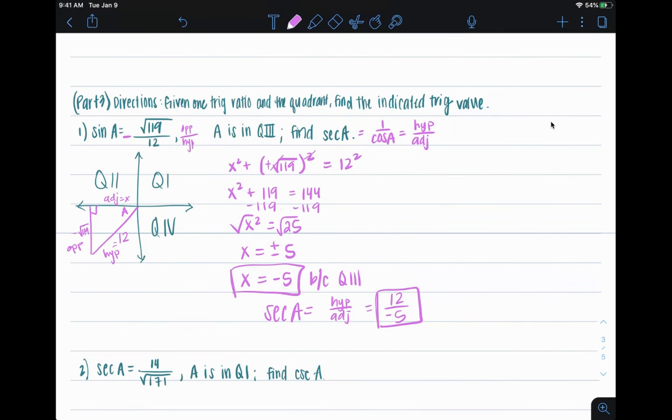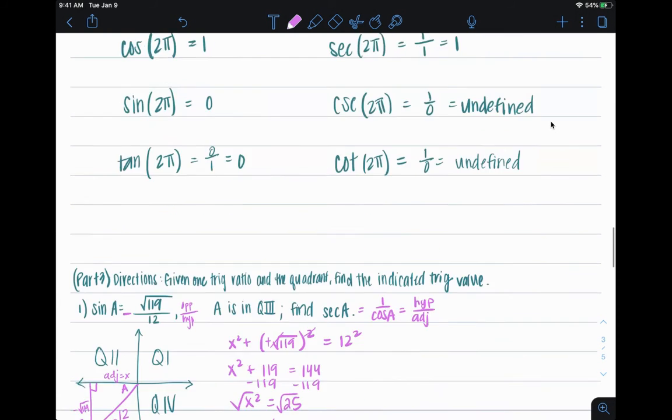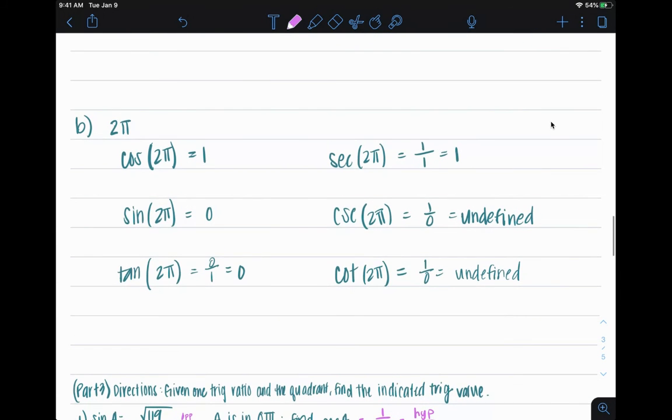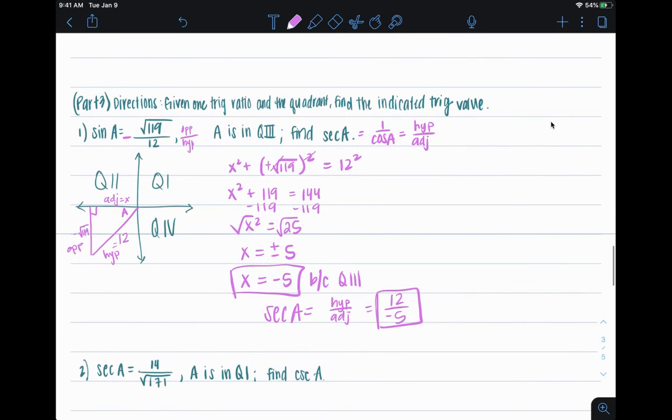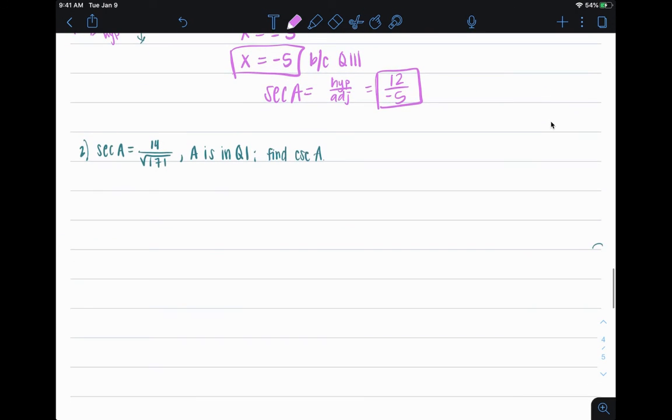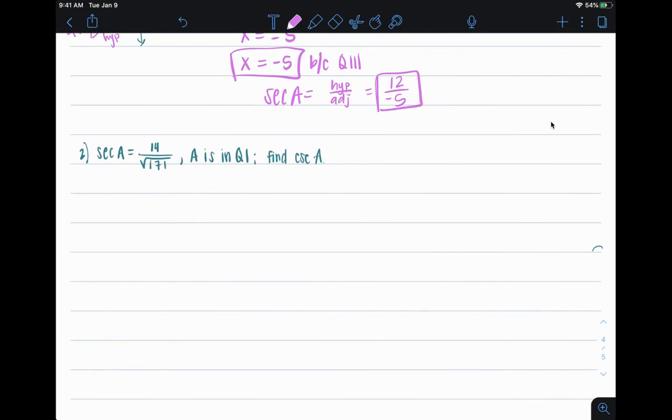All right, so you can use this method as well for finding your 6 trig ratios from above. You can always draw your unit circle, determine which quadrant you're in, and use triangles to solve these. So let's look at this one: secant of A is 14 over the square root of 171. A is in quadrant 1. Find cosecant of A. So let's draw our quadrants. We are going to be working in quadrant 1.